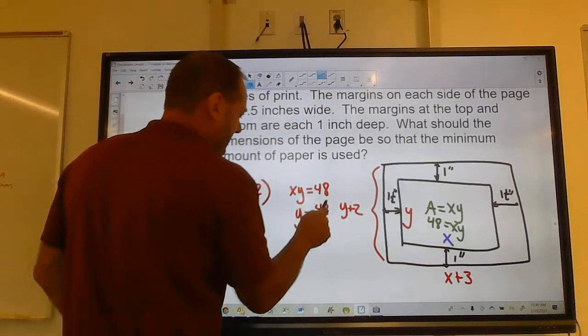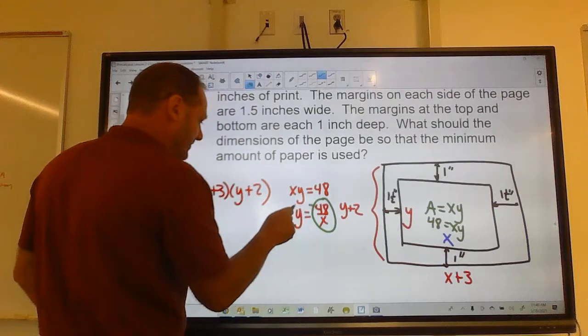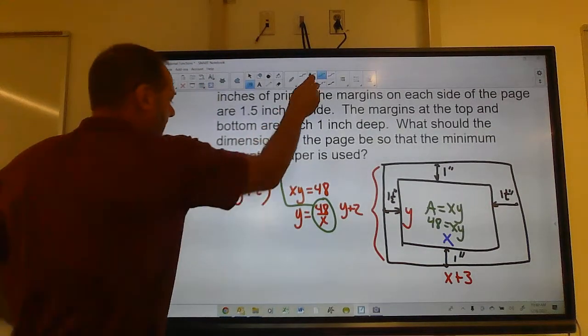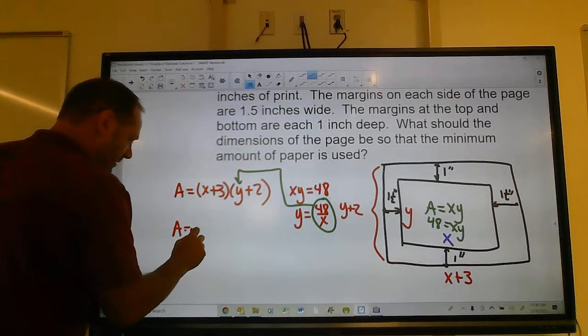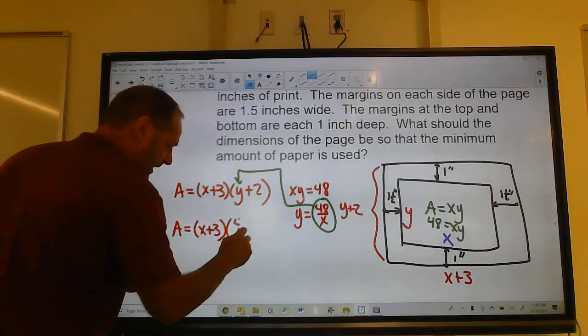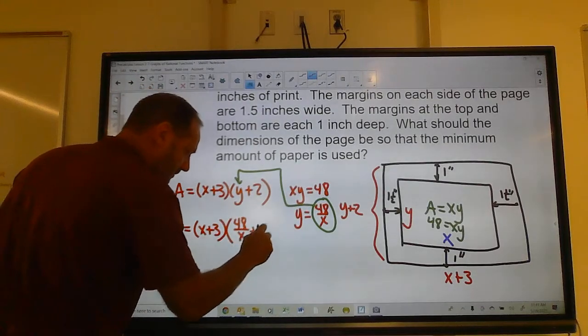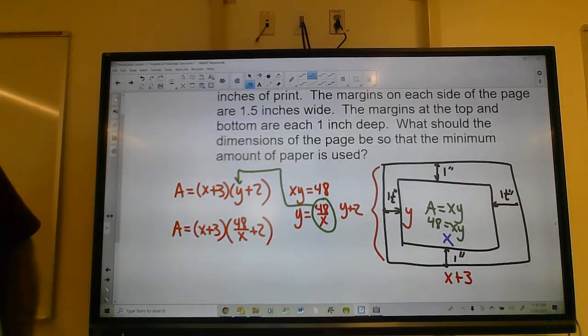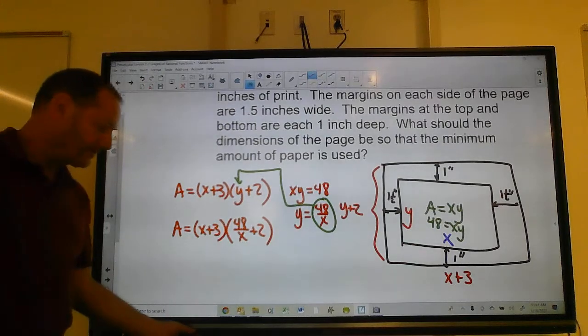Now what I can do is take this and substitute it in here for y, and I get a new equation. Area is going to be (x plus 3) times (48 over x plus 2). Okay. Now, I want to graph this.